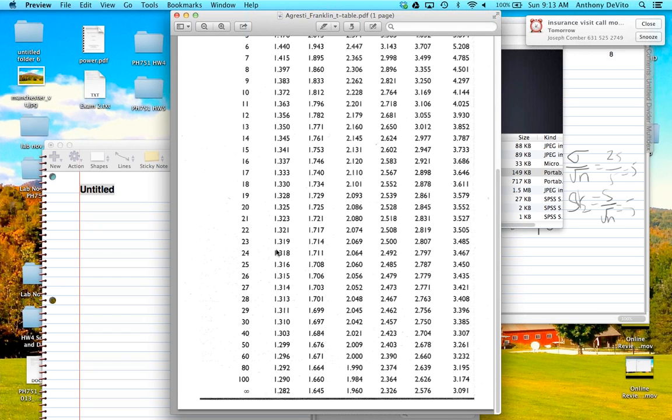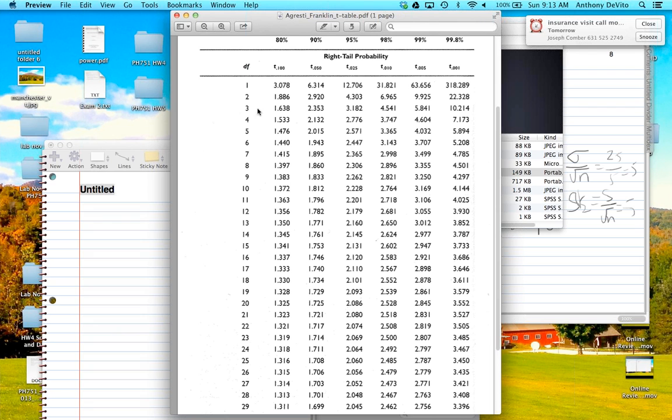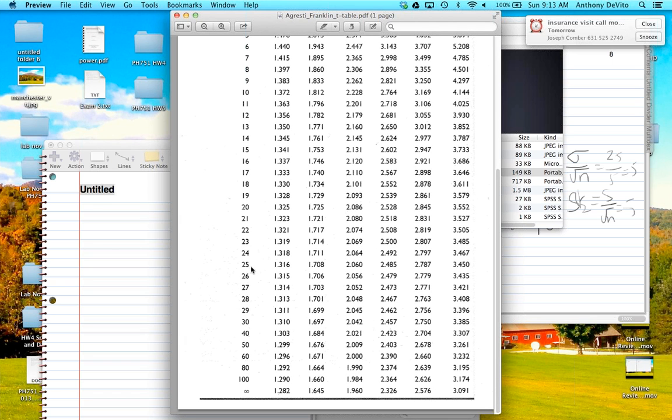If I scroll down to 25, I don't actually use 25, right? Because this column doesn't represent the sample size, it represents the degrees of freedom, which is n minus 1. So 25 minus 1 is going to be 24. So the value I'm going to use there, instead of 1.96, is 2.06.